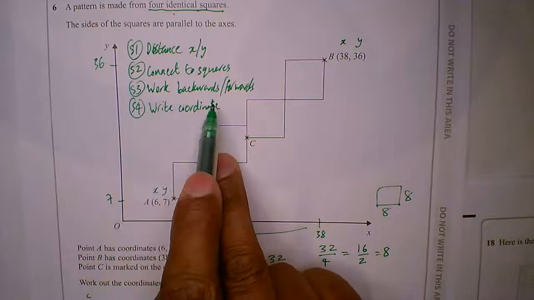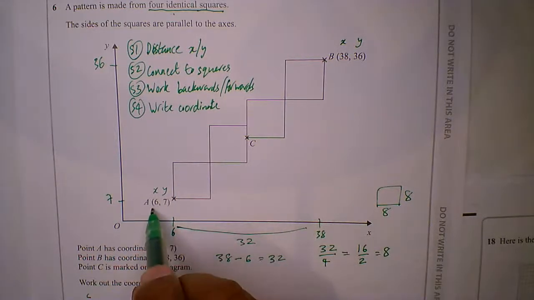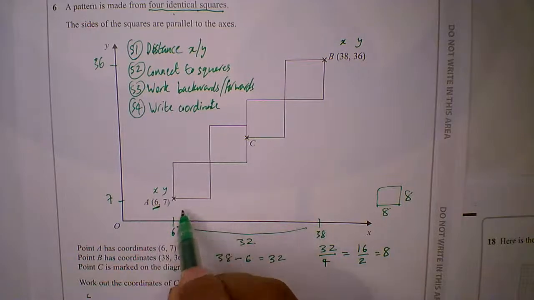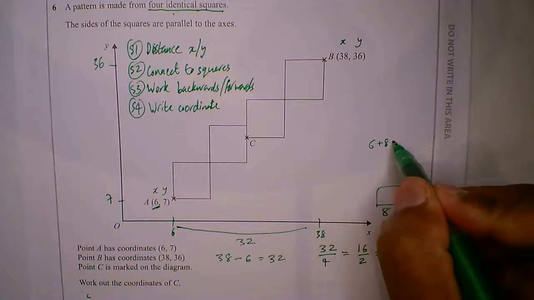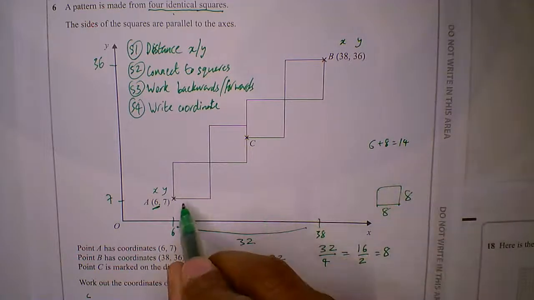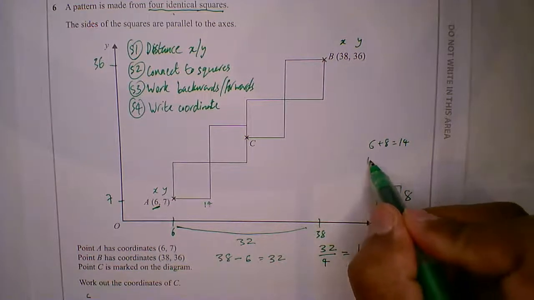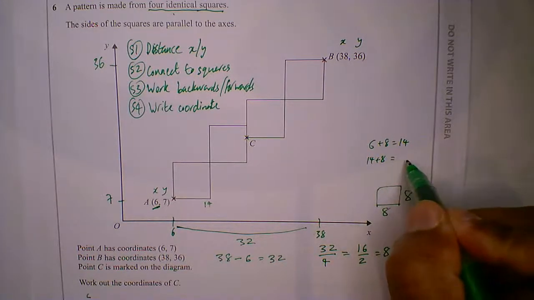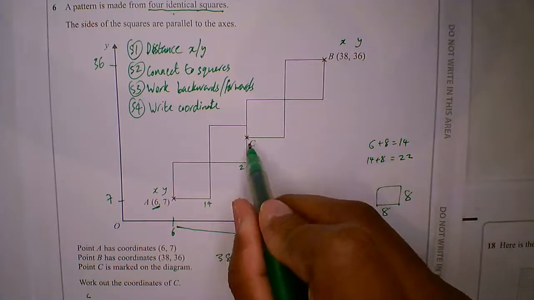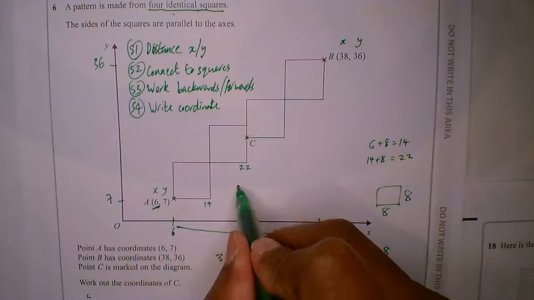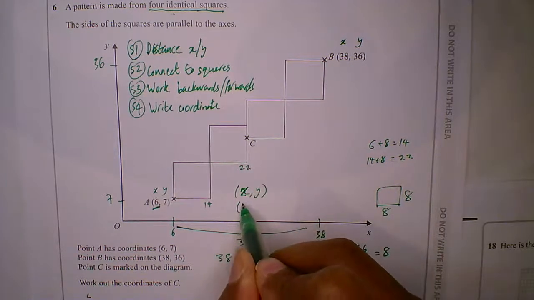Now I can work backwards or forwards. So if I look at my x, this is 6. If I add 8 more, 6 plus 8 equals 14. So this must be 14. Add another 8. 14 plus 8 equals 22. This is 22. Hold on a second. I've got my x coordinate. So this is x and this is y. So I've got my x coordinate is 22.